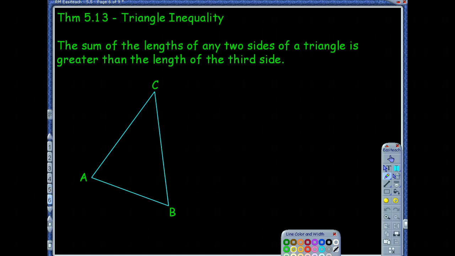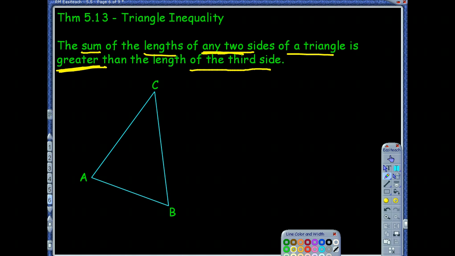All right. Triangle inequality theorem. This says the sum of the lengths of any 2 sides of a triangle is greater than the length of the third side. Now, I'll tell you guys that there are several inequalities that we can technically write with this.